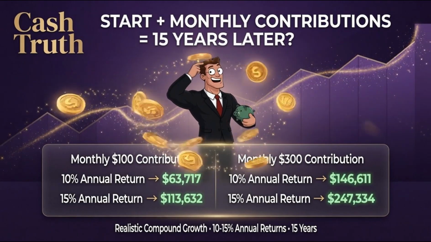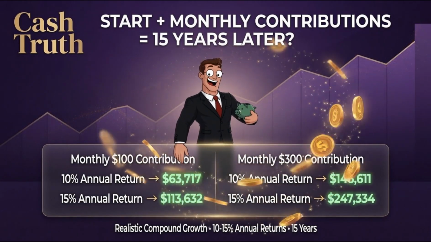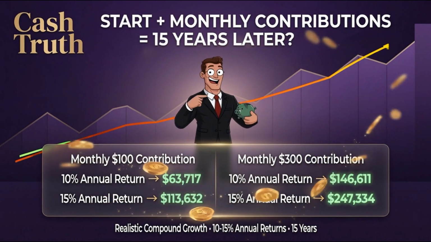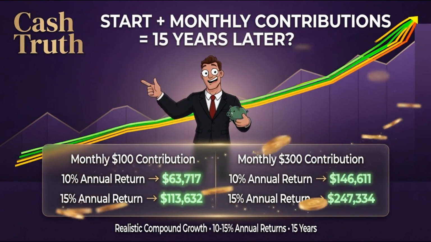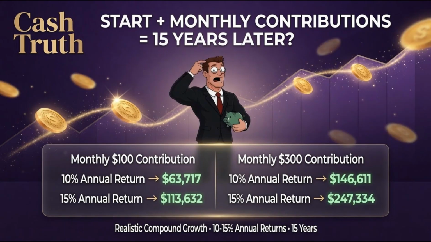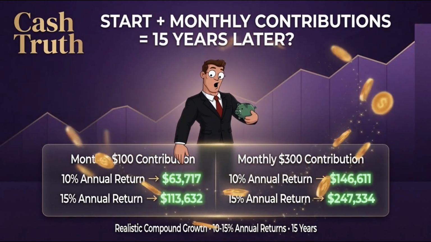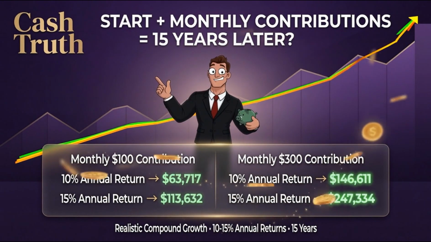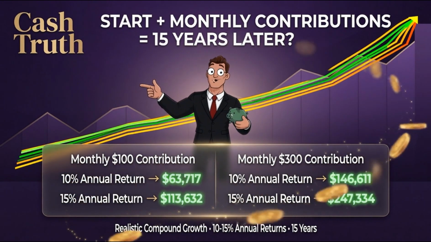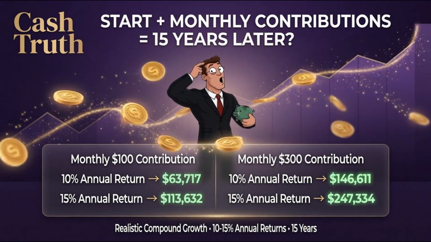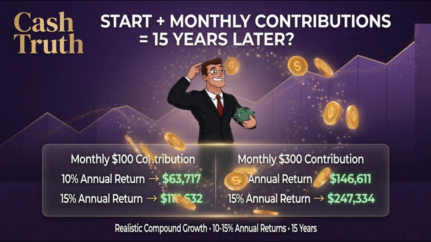15 years later, how much will you have? $100 a month at 10% equals $63,717. At 15% equals $113,632. $300 a month equals up to $247,334. Start today. Thank yourself in 15 years.